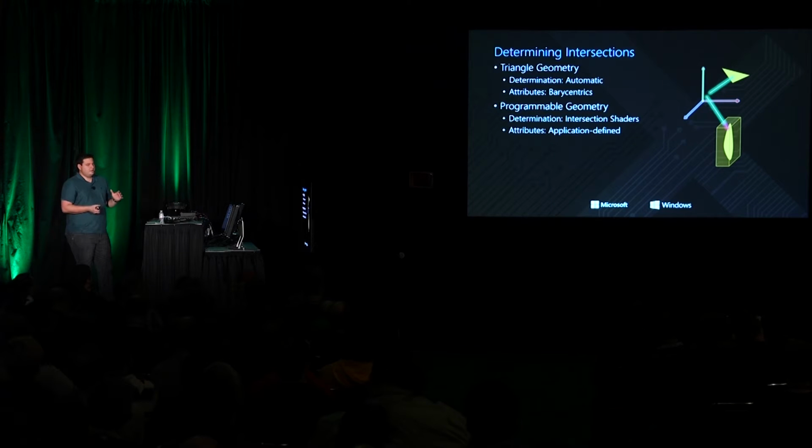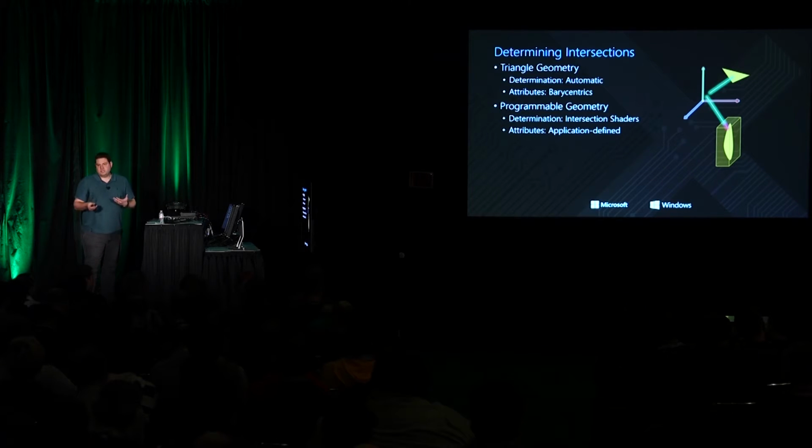For programmable geometry, the intersection is determined by what's called an intersection shader. Now, intersection shaders are invoked whenever a ray intersects the axis-aligned bounding box, and then it's up to the application to specify whether or not that ray actually intersects your custom geometry, or whether or not it just missed. And then as well, whenever you have the intersection point, the application specifies its own attributes. They can be barycentrics if it's a triangle-like structure, but otherwise you can specify attributes however you like. You should also make sure to try and keep this small though, a few bytes.